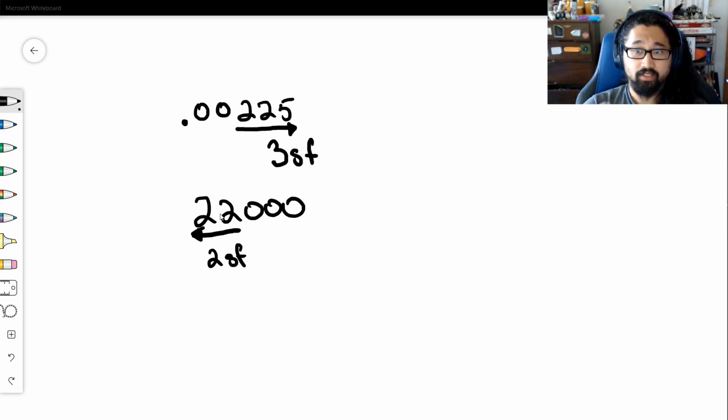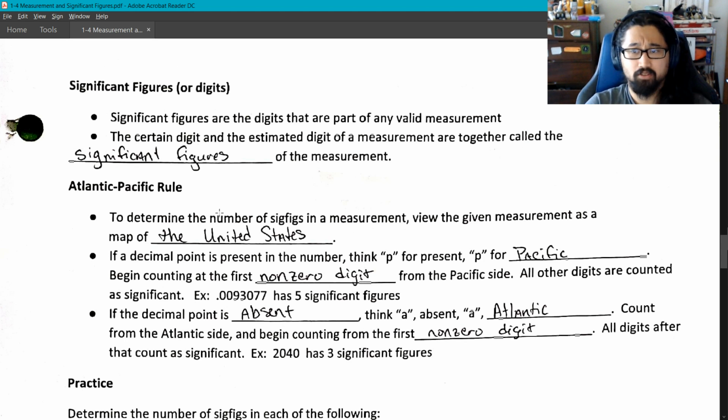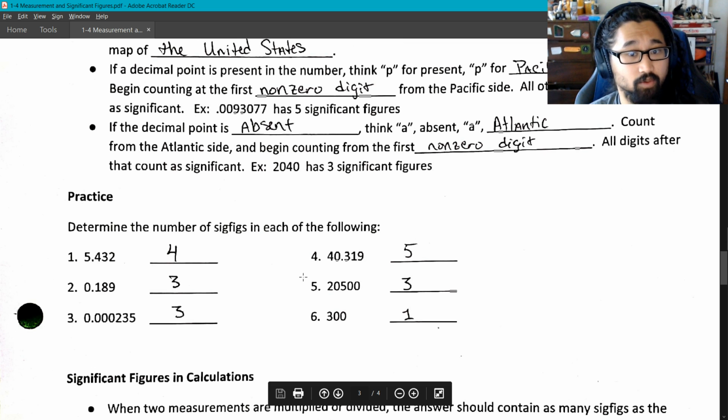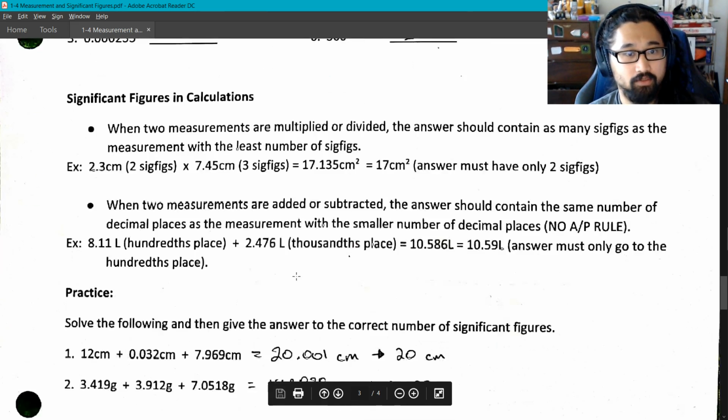Alright, actually counting Sig Figs isn't too bad. The trick with Sig Figs is that we are going to start to use them to do our rounding. These practice questions should be fairly straightforward. If you have questions as to why any of these are the way that they are, let me know.